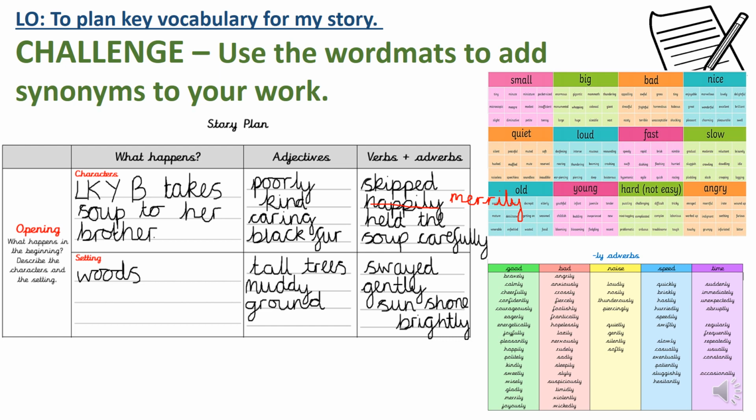And she held the soup carefully. I think I'm going to keep those ones. I like those. Let's look at my setting of the woods. I've got the tall trees. Trying to think of another word for tall. I was describing them as being big. Maybe I could say the enormous trees, gigantic trees, the colossal trees. I like colossal. So I'm going to put a nice neat line through tall. I'm going to write the colossal trees. So that means the really big trees.